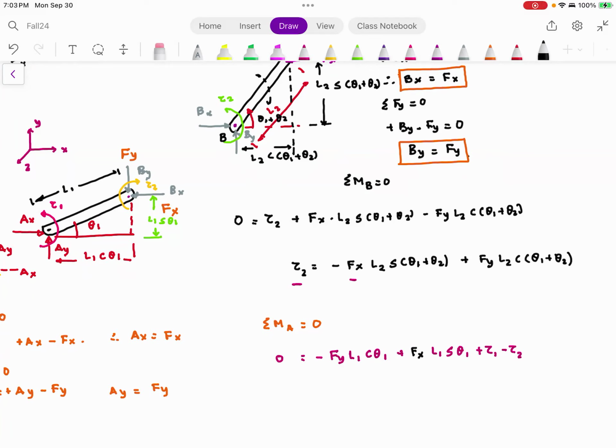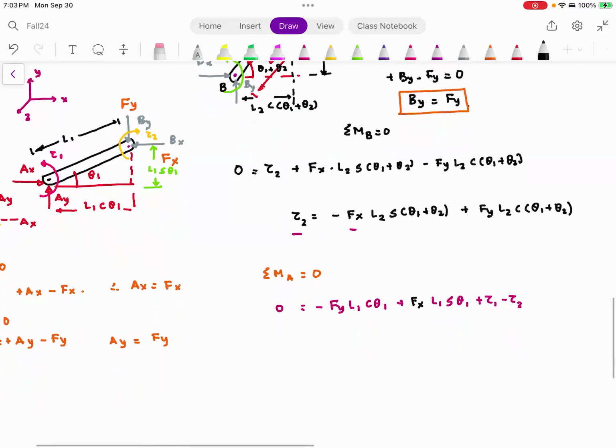Now what I want to do is find out the answer to this question: what is the value of tau 1 and tau 2 given the values of fx and fy. So the problem that I want to solve is what is the value of tau 1 and tau 2 given the value of fx and fy. Now I want you to understand this problem very, very carefully.